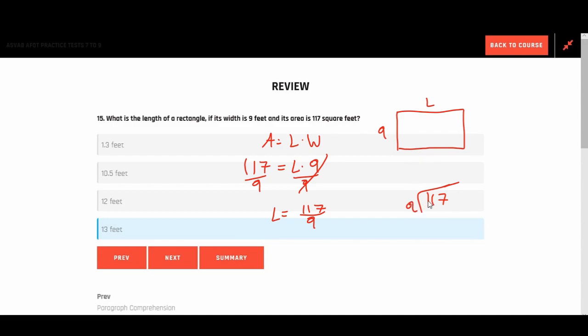9 goes into 1. It doesn't. It's too small. 9 goes into 11 1 time without going over. 1 times 9 is 9. 11 minus 9 is 2. Drop down this 7. 9 goes into 27 3 times without going over. 3 times 9 is 27. So we can see there's no remainder. Therefore, the length is going to be 13 feet, which is right there.